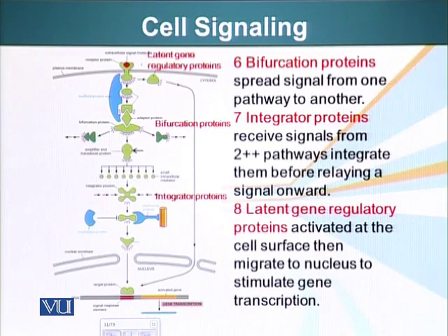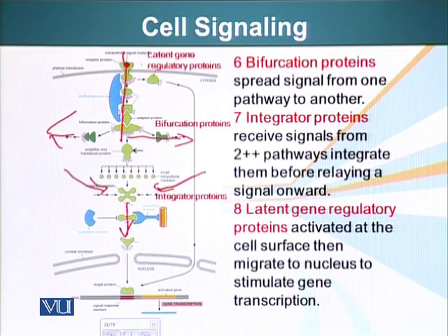Now I would like to mention three other types of proteins. Bifurcation proteins spread signal from one pathway to another. So here the signal is traveling in this direction. They receive the signal and send it sideways to other metabolic pathways or signaling pathways. Integrator proteins do the reverse of bifurcation proteins. They receive signals from different directions, different pathways or different signaling molecules, and integrate them before they relay the signal onward.